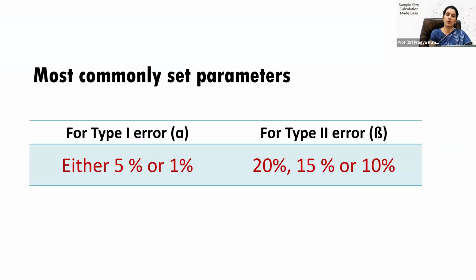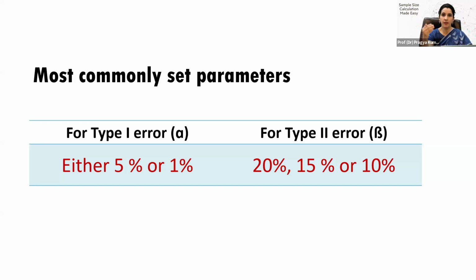Even if you don't remember what type 1 and type 2 errors are, remember that you fix the type 1 error at least at 5%. You will not increase this error to more than 5%. Either it should be set at 5% or 1%. Similarly, type 2 error you also fix, because this type 2 error is related to the power of the study.